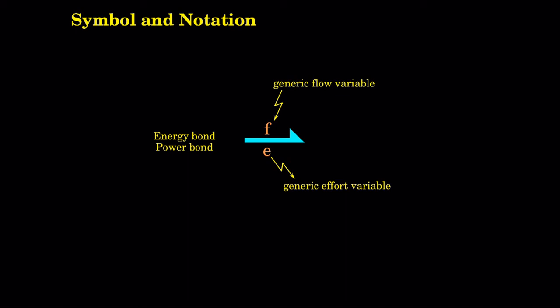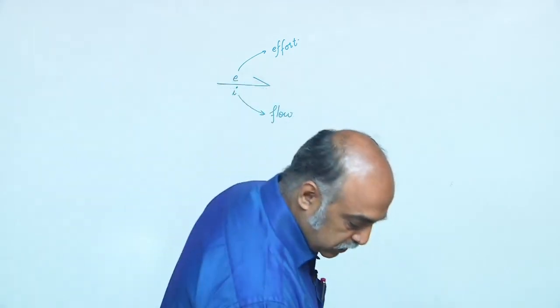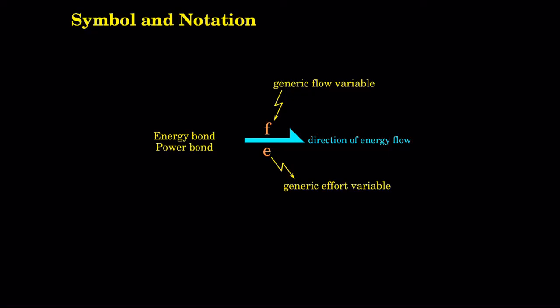And what is the direction of this arrow implying? The direction of the arrow is nothing but the direction of the energy flow, not the direction of the power flow. Be very careful, distinguish this. It is not the direction of the power flow, it is the direction of the energy flow. Power flow can be bidirectional at any given instant of time.